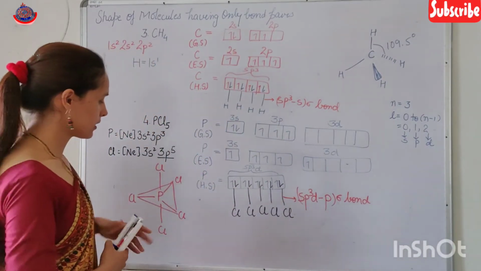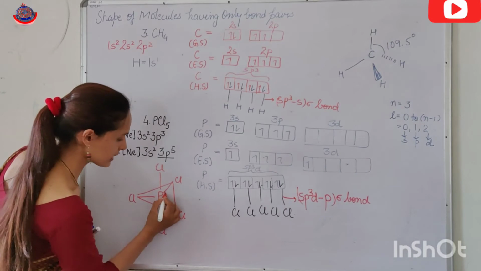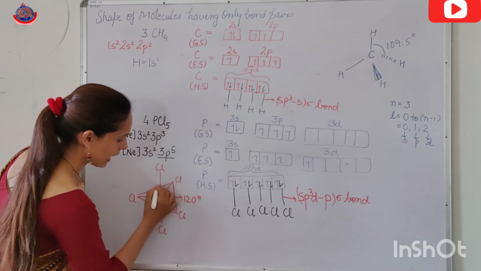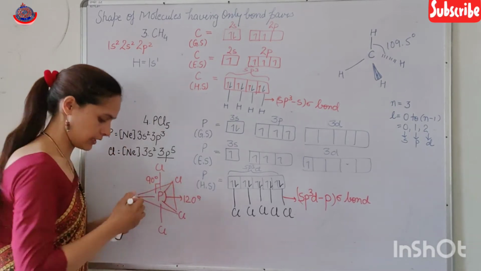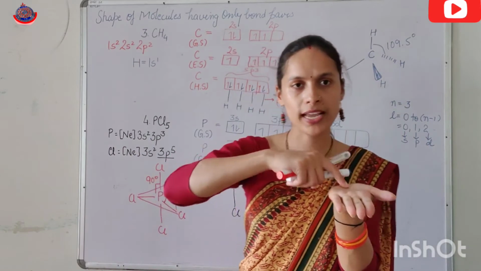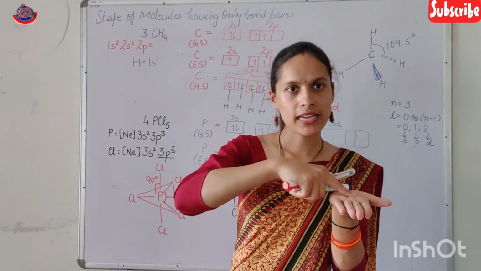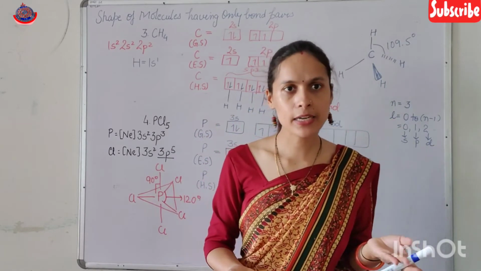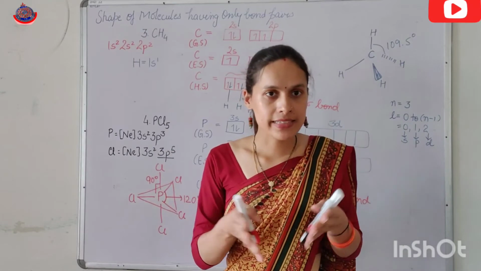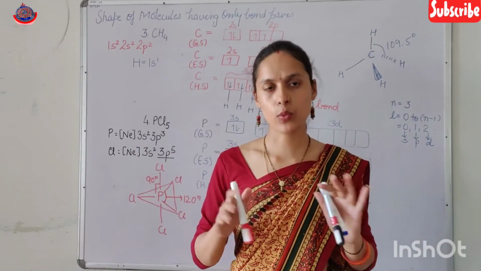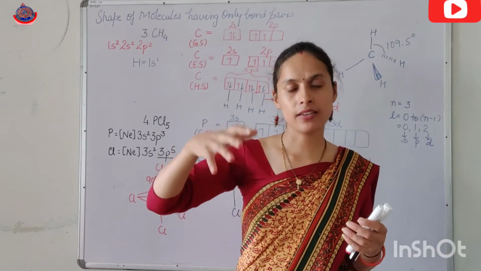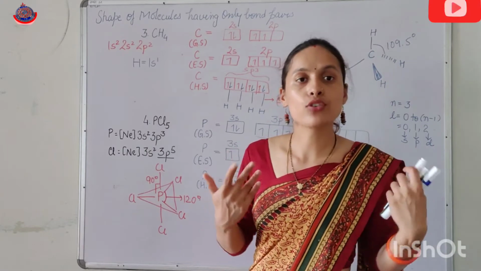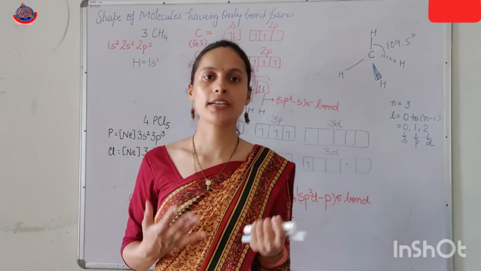Now in this, the bond angle between these bond pairs is 120 in the plane, and in this it is 90 degree. If we talk about the bond angle of the bonds which are present in the plane, it is 120 degree. And if I talk about the bond angle between this and the plane, that is 90 degree. Now, if the bond angle is less, then what happens? If the bond angle is less, the electrons are close to each other. And if electrons are close to each other, there is a possibility of repulsion.